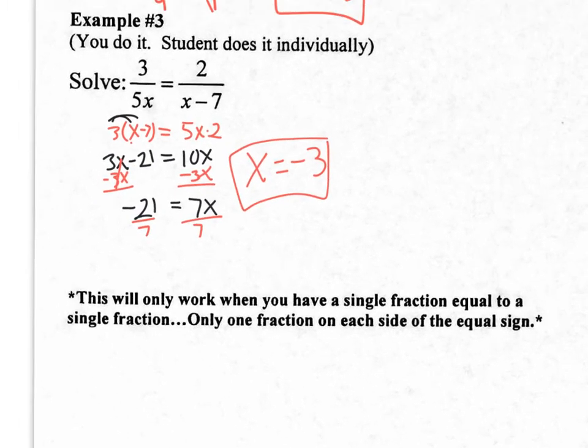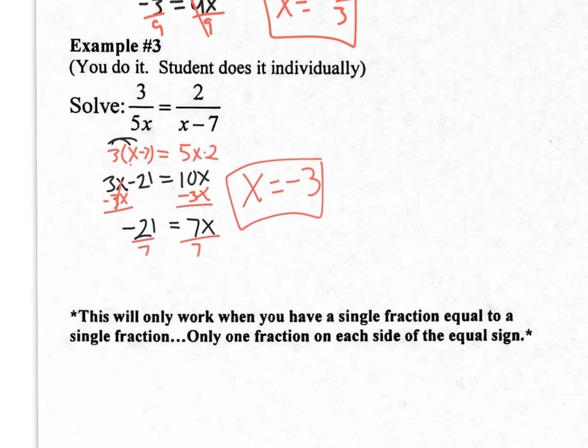So anyway, I hope we get an understanding on how to cross multiply. This is the first part, the first video, the first part of our notes. But remember, cross multiplying will only work when you have a single fraction equal to a single fraction. Only one fraction on each side of the equal sign.